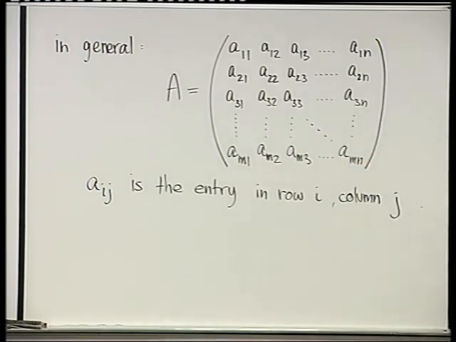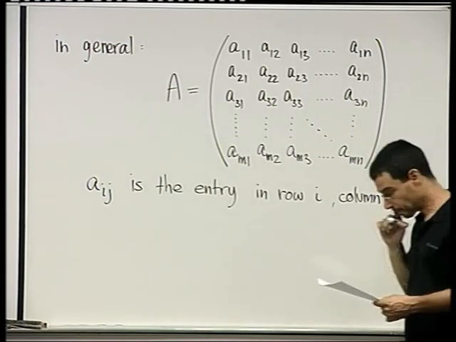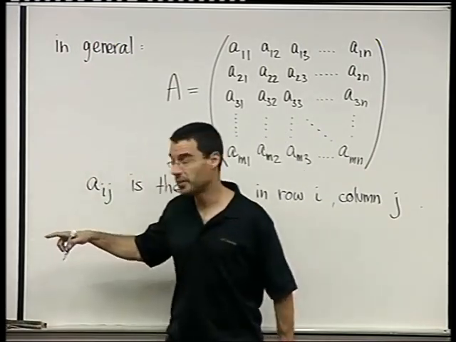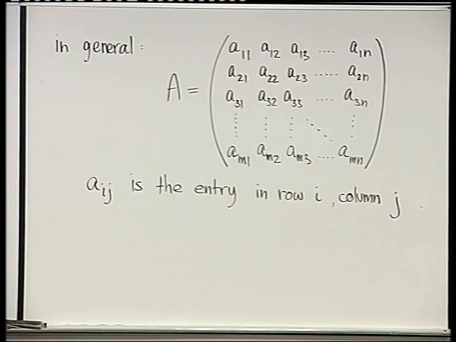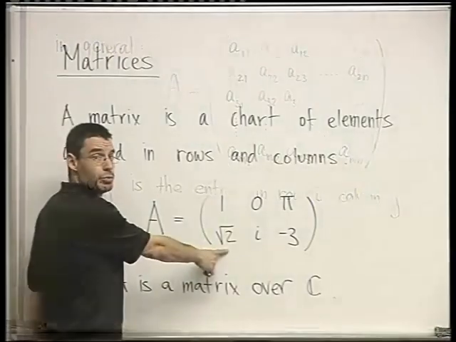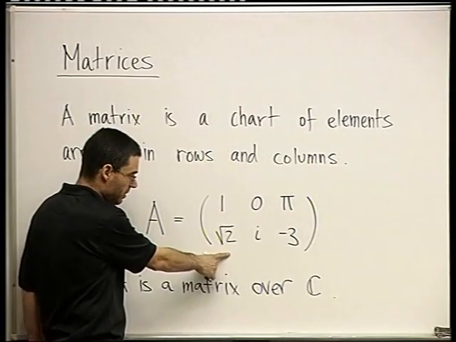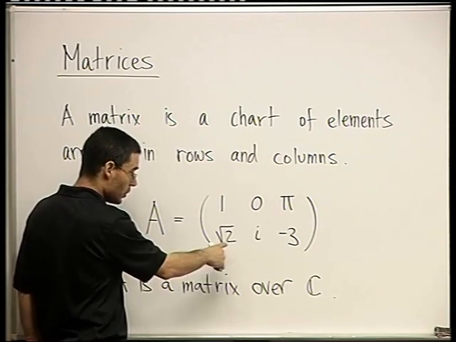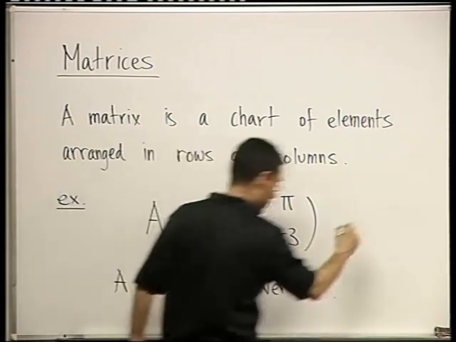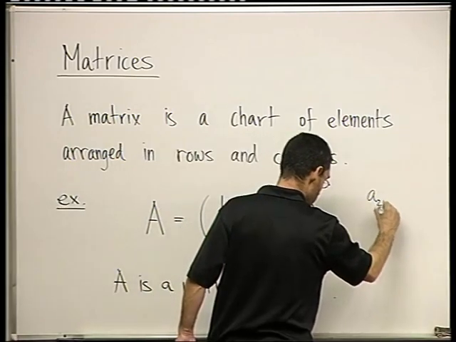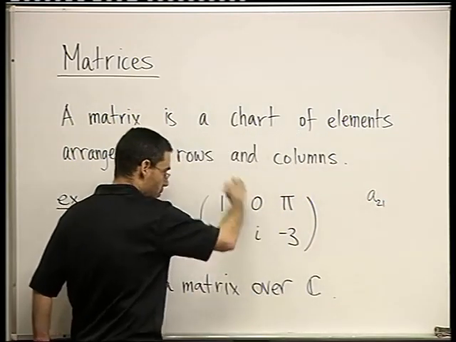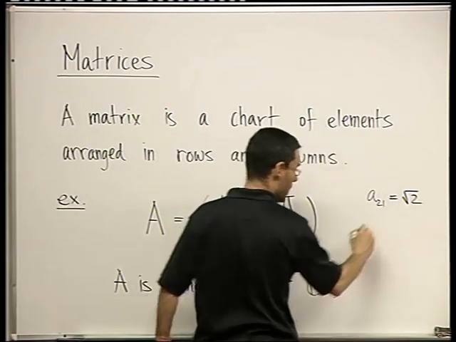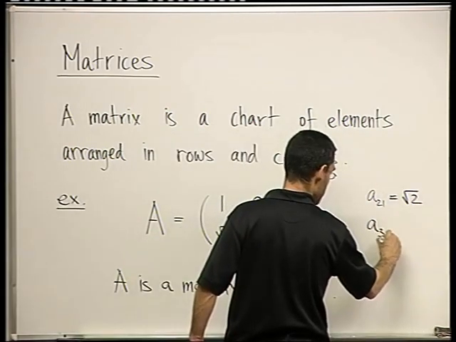Clear? Okay. So in our example, let's take a step back to our example. Over here, what would root 2 be in terms of the indices? It's A21. The element in the second row, first column, is root 2. What is A32?